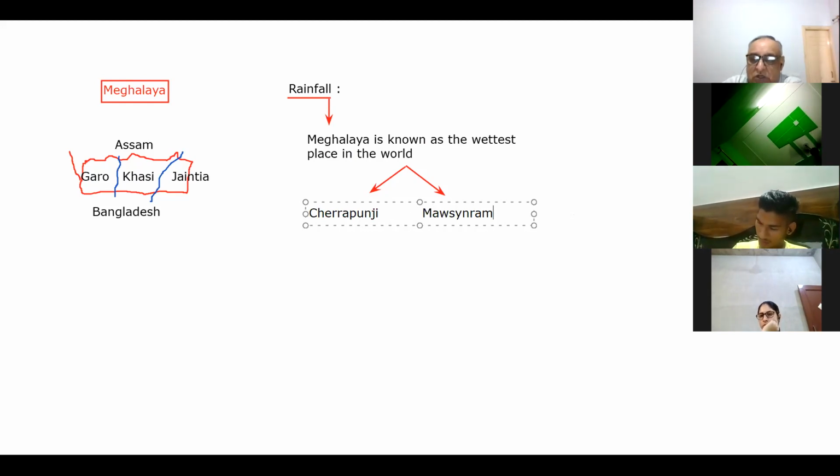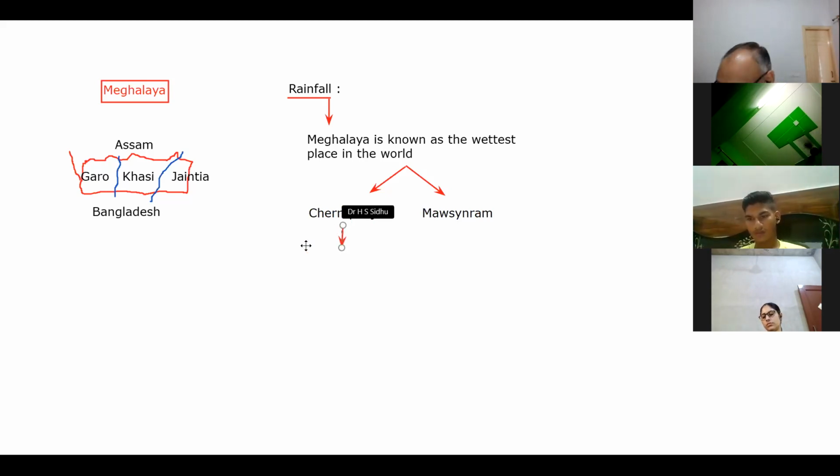So if the general question is asked, which of the following is the wettest place in the world, and both the options Cherrapunji and Mawsynram are there, then you have to take Mawsynram, not Cherrapunji, right? Cherrapunji is known by another name also. That other name is Sohra, S-O-H-R-A. In an examination, Sohra can also be written.